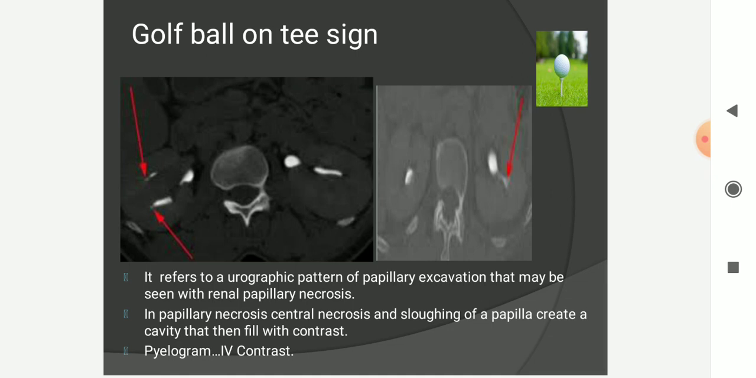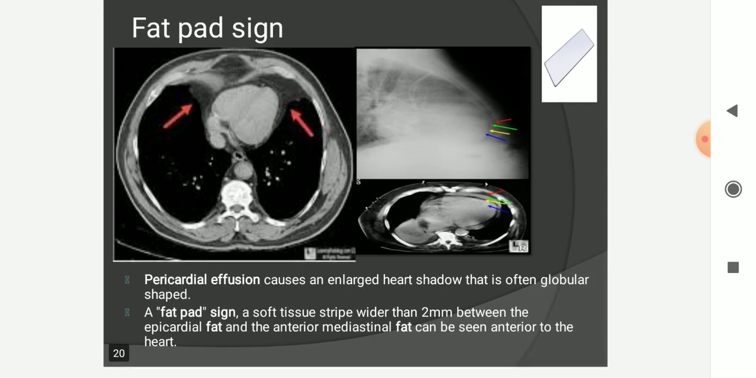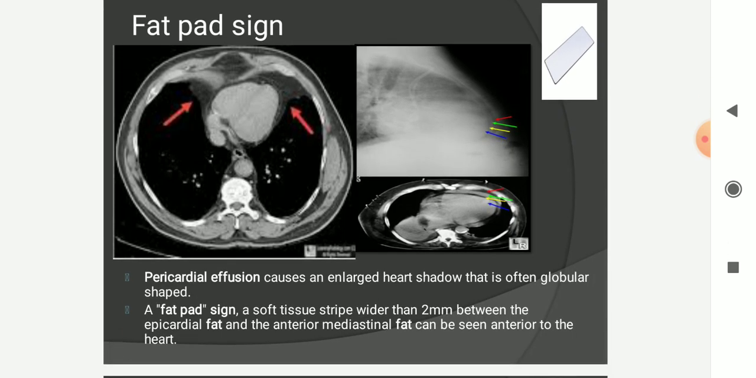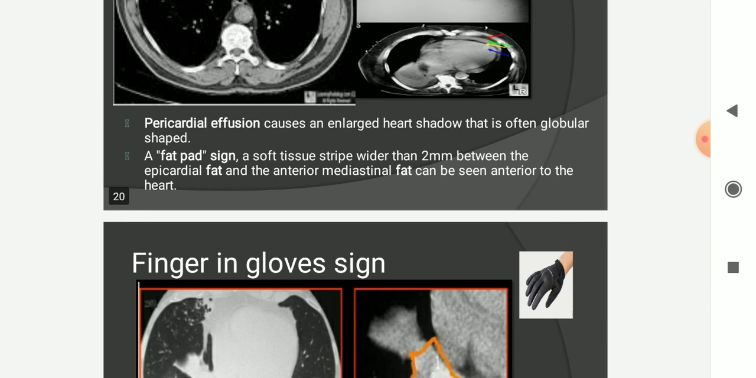Fat pad sign is like a fat pad, okay, and is commonly seen in the pericardium due to some abnormalities. Okay, so here they said that pericardial effusion causes an enlarged heart shadow that is often globular shaped. A fat pad sign, a soft tissue stripe wider than 2 mm between the pericardial fat and the anterior mediastinal fat, can be seen anterior to the heart.